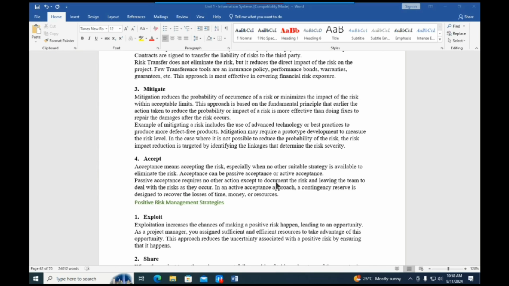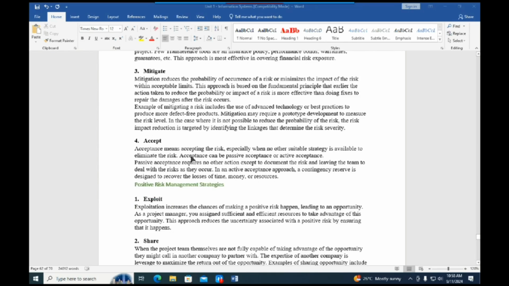An example of mitigating a risk includes the use of advanced technology or best practices to produce more defect-free products. Or mitigation may require developing a prototype to measure the risk level in the case where it is not possible to reduce the probability of the risk. So the risk impact reduction is targeted by identifying the linkages that determine the risk severity.